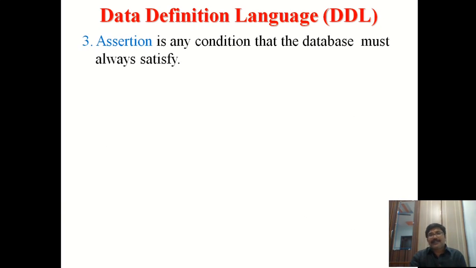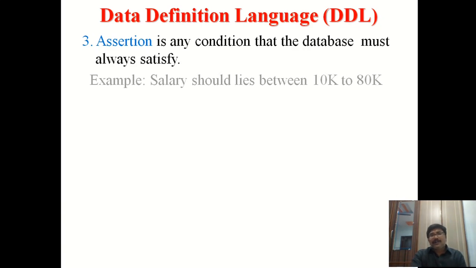The next one is assertion. Assertion means any condition that can be defined in the database which satisfies the rules or the condition. For example, in an employee table, a salary should lie between 10k and 80k. That means while entering the data into the table, the salary should not be less than 10k, and should not be greater than 80k. Likewise we can define user defined conditions on the table.